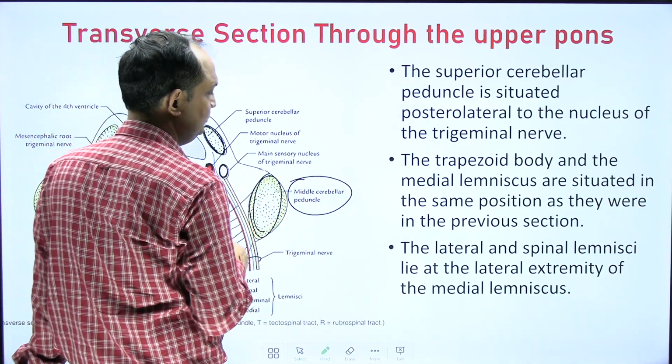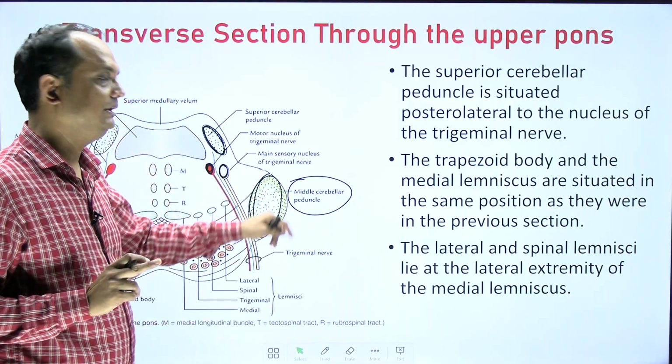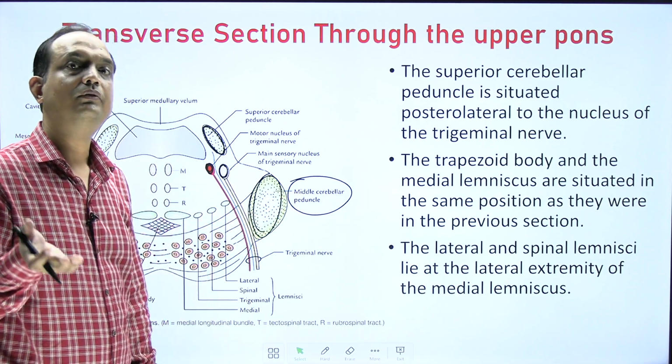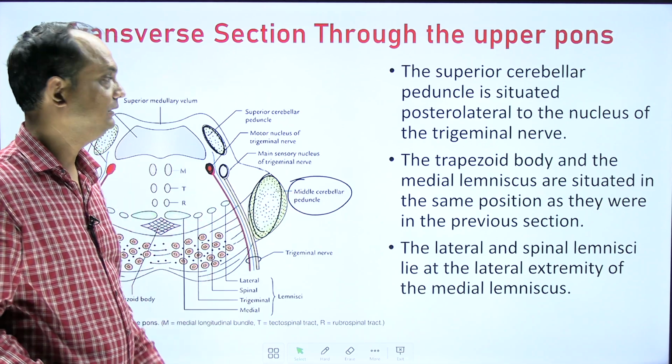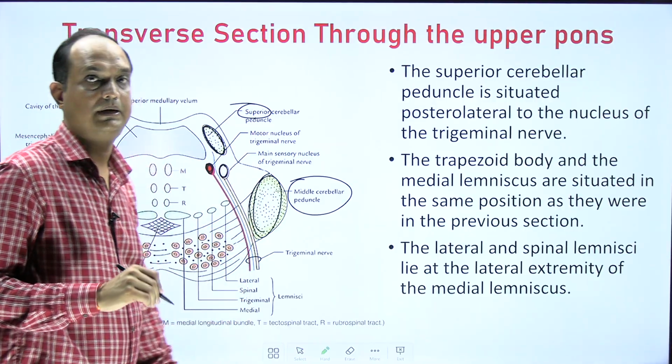Now here the important thing which you have to keep in mind is that the middle cerebellar peduncle is a common factor in both the sections. We have drawn the middle cerebellar peduncle in lower pons as well as in upper pons. But in lower pons, we draw the inferior cerebellar peduncle. In upper pons, we are drawing the superior cerebellar peduncle.